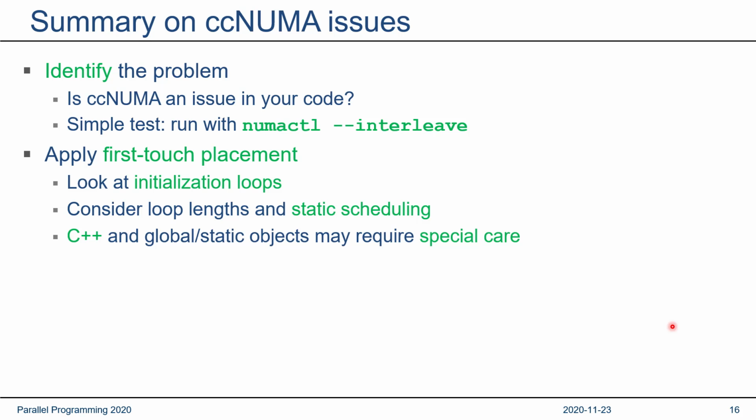Apply first touch placement. Look at the code where your data is initialized and parallelize these loops using static scheduling, and use the same scheduling for loops that later access that data. C++ and global or static objects may require special care. There are specialized solutions for that, and the problem can be mitigated.